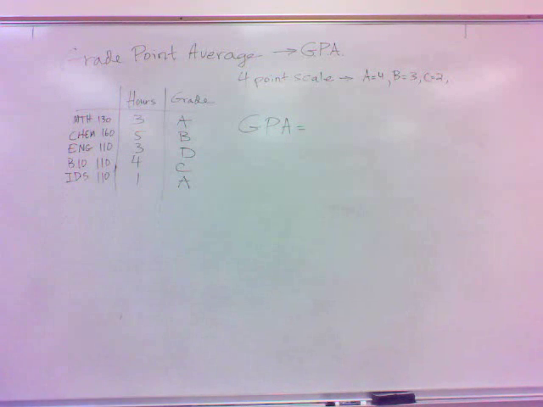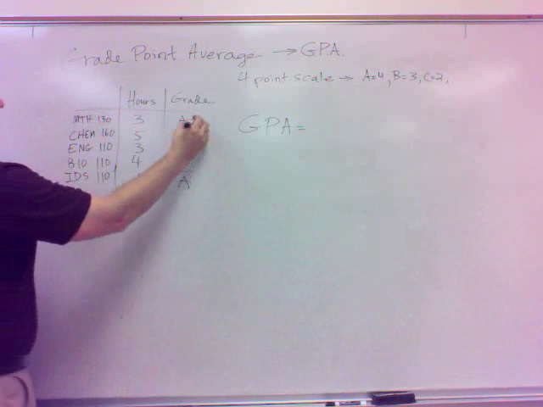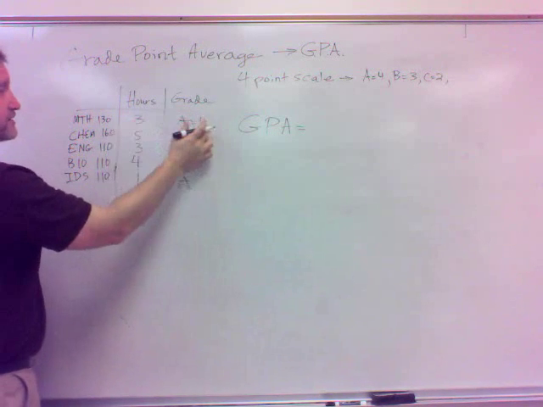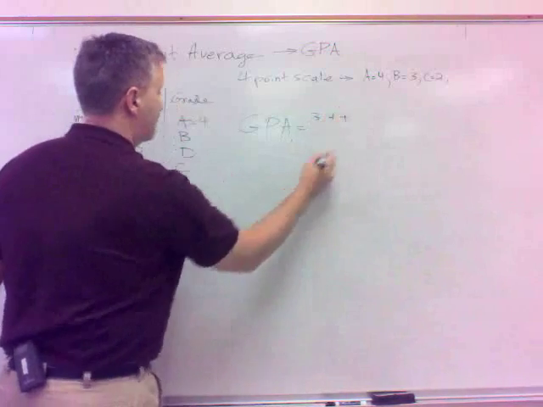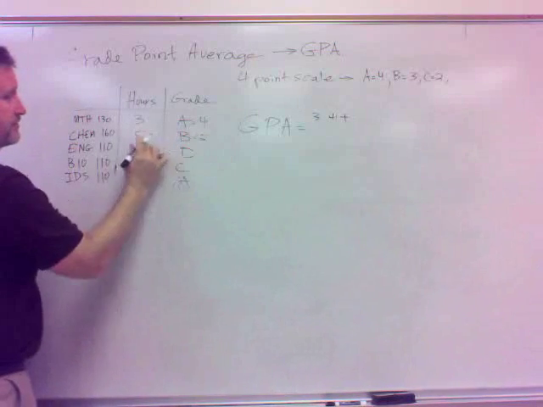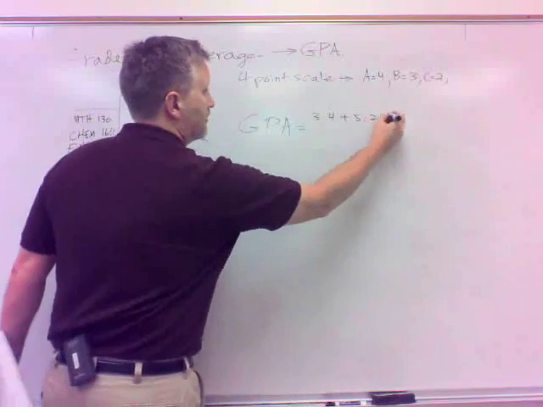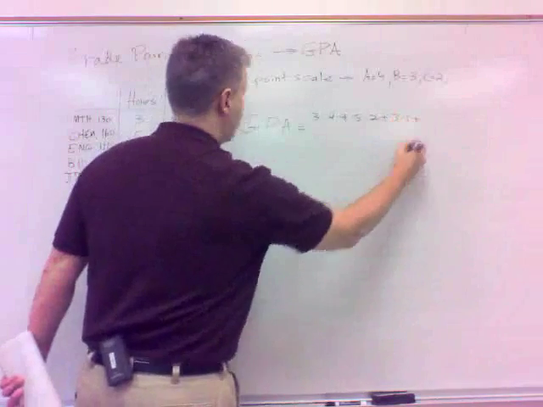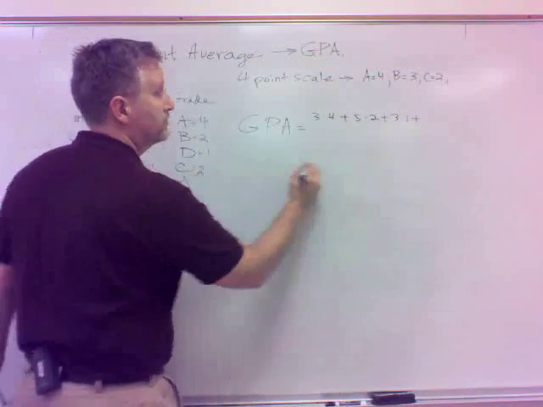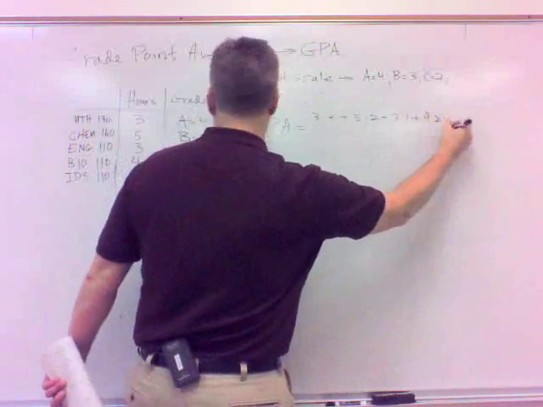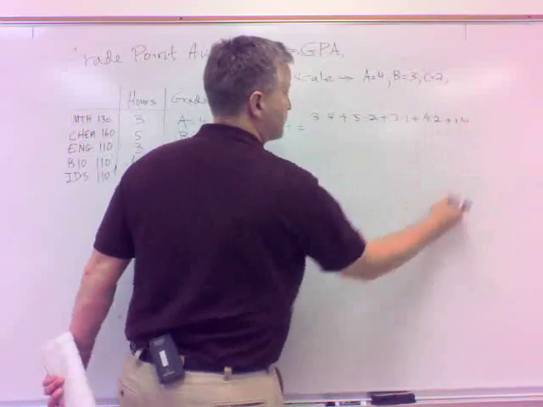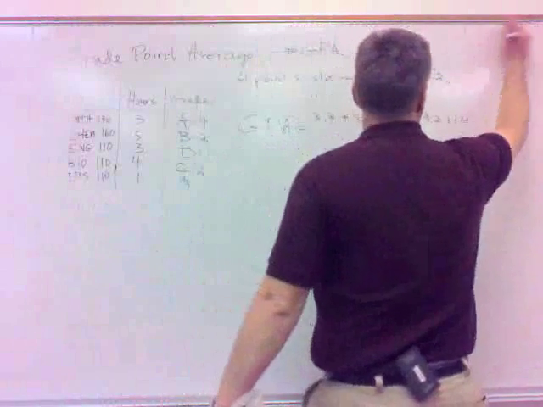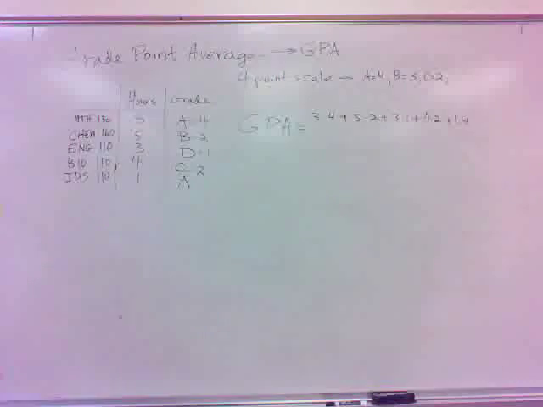But anyway, what you do is like you do on the frequency distribution. You've got A is 4, so I'm going to multiply the 3 hours times 4. Then I'm going to do what? 5, well, B is worth 2, so I'm going to do 5 times 2. Then I'm going to take the 3 times D, D is worth 1, 3 times 1. 4 times C, C is 2, 4 times 2, and 1 times the last, 1 times 4. With me on that?